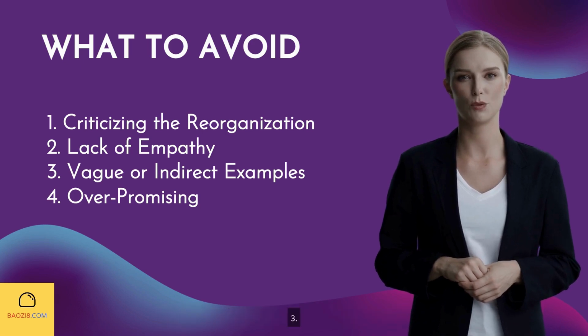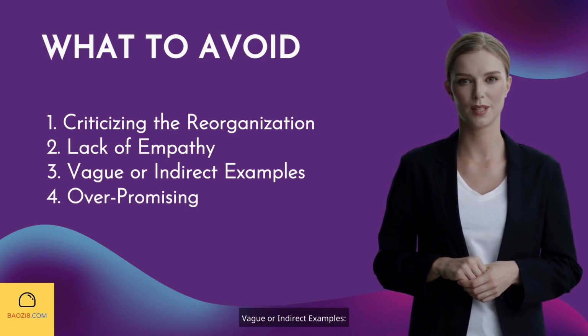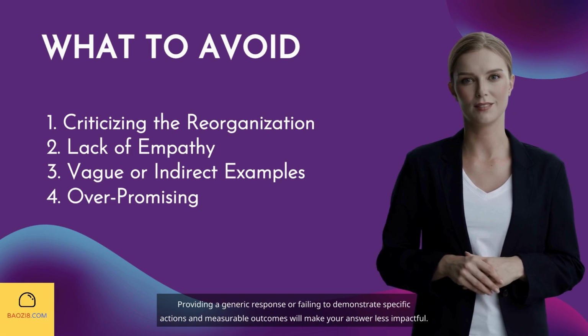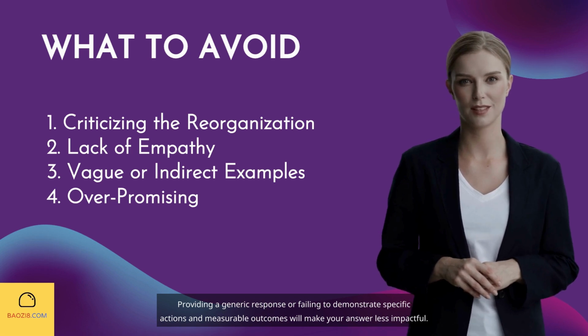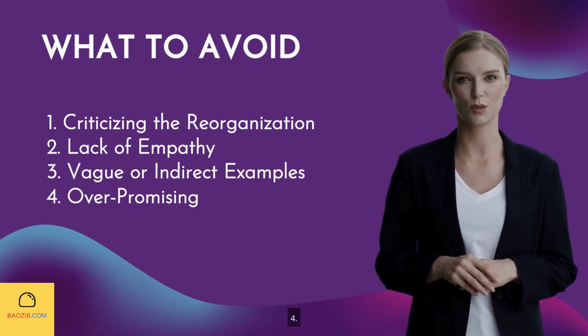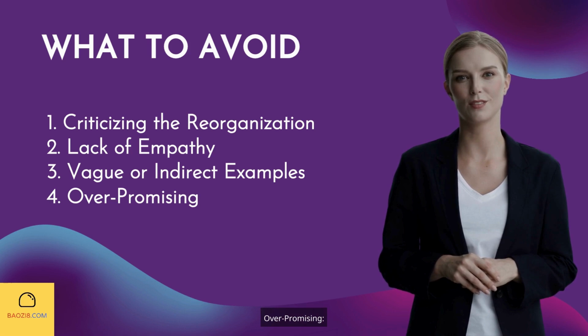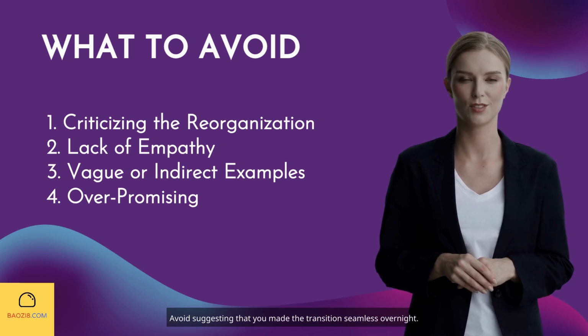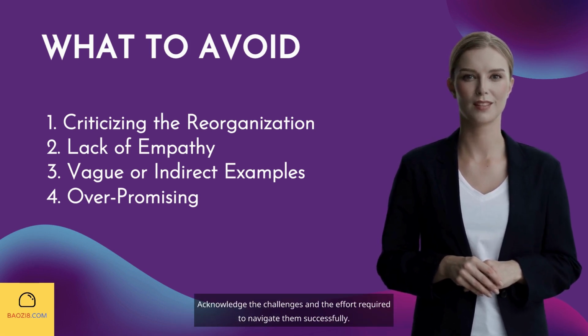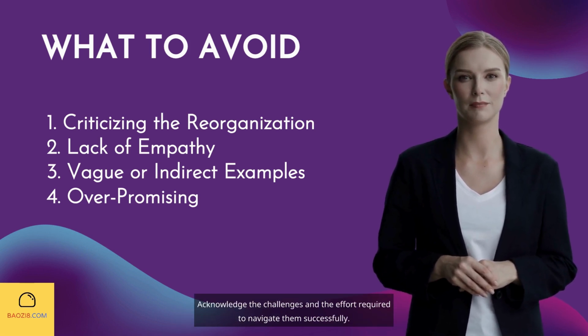3. Vague or indirect examples. Providing a generic response or failing to demonstrate specific actions and measurable outcomes will make your answer less impactful. 4. Overpromising. Avoid suggesting that you made the transition seamless overnight. Acknowledge the challenges and the effort required to navigate them successfully.